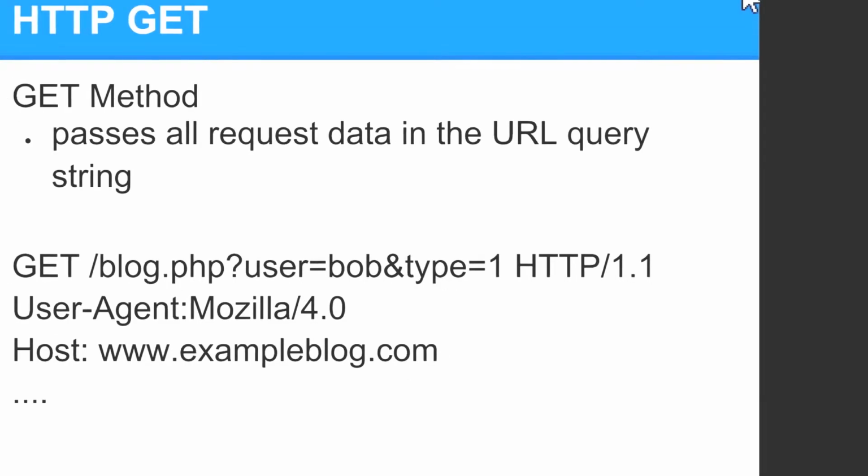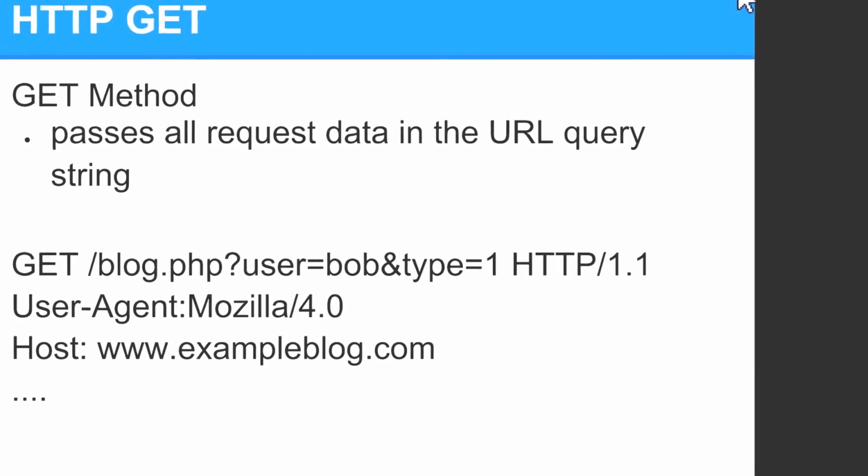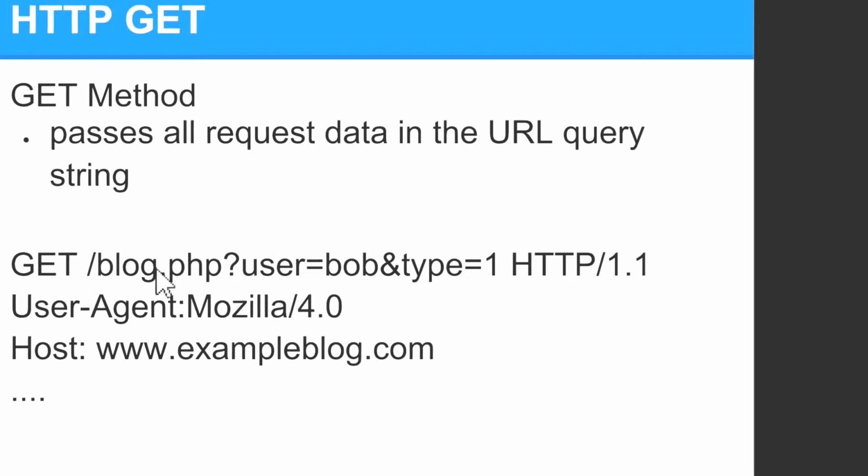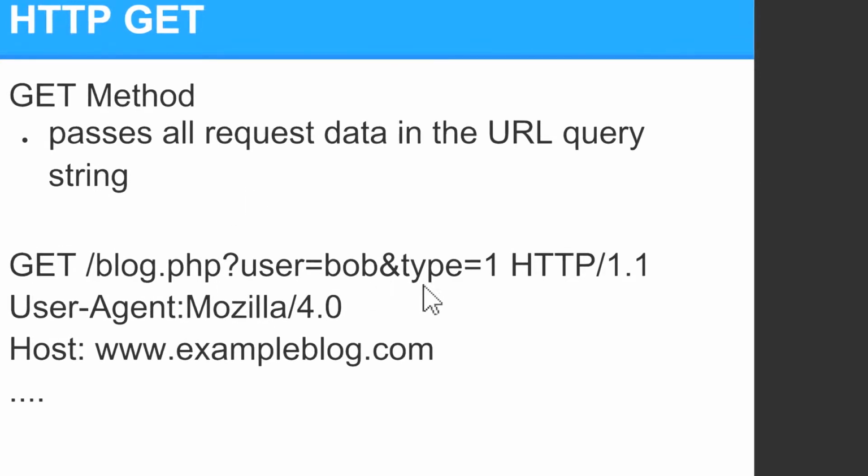So there are two methods for making requests. The first one is HTTP GET. What you have to know about it is that all the request data is stored here in the URL. So basically, you have the specific resource on the host that you're trying to access. In this instance, it would be www.exampleblog.com/blog.php? And then this request data. And that may be used to interact with the database on the back end.